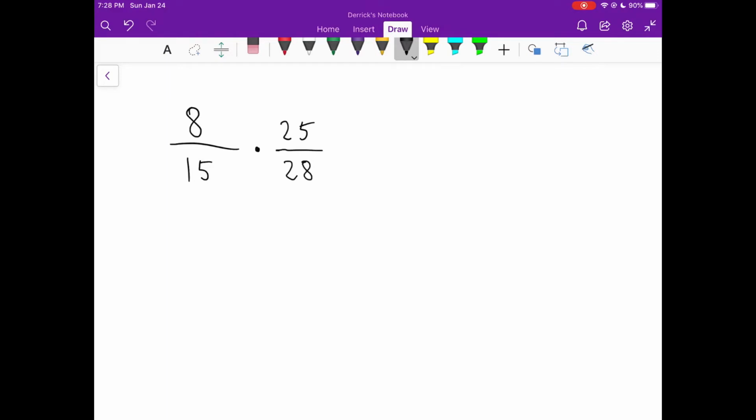So if you take 8 times 25, you would get 200, right? Which maybe you know off the top of your head, maybe you have to grab a calculator. With 15 times 28, I would imagine a fair amount of you would probably want to use a calculator for that, but it's going to give you 420. Even if you could do both of those in your head, you're still going to have to simplify this fraction.